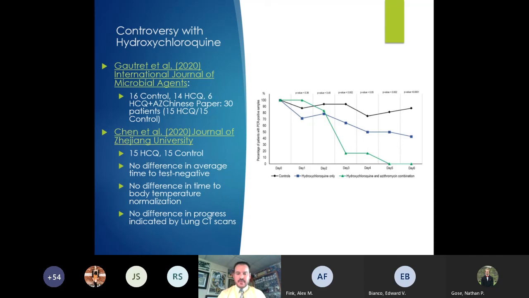So in the time it took for patients to test negative for the virus, they found no difference. In the time that it took for body temperature to return to normal, no difference. In the time that it took to see progress by lung CT scans, no difference. So again, the data from the French group is promising. The data from the Chinese group is contradictory. Again, we just don't know.